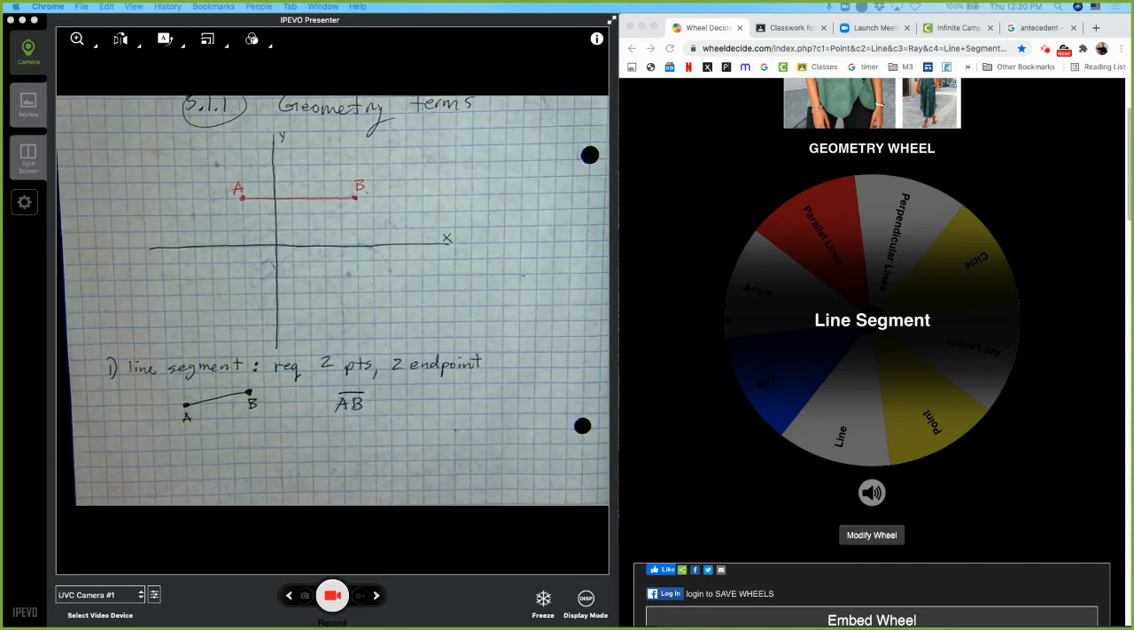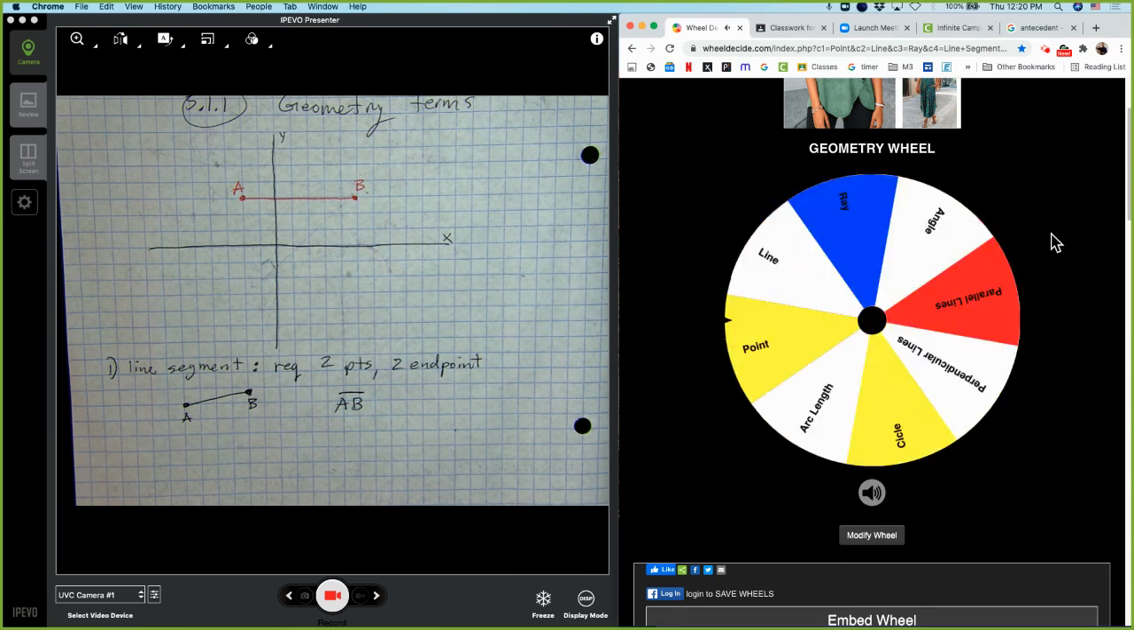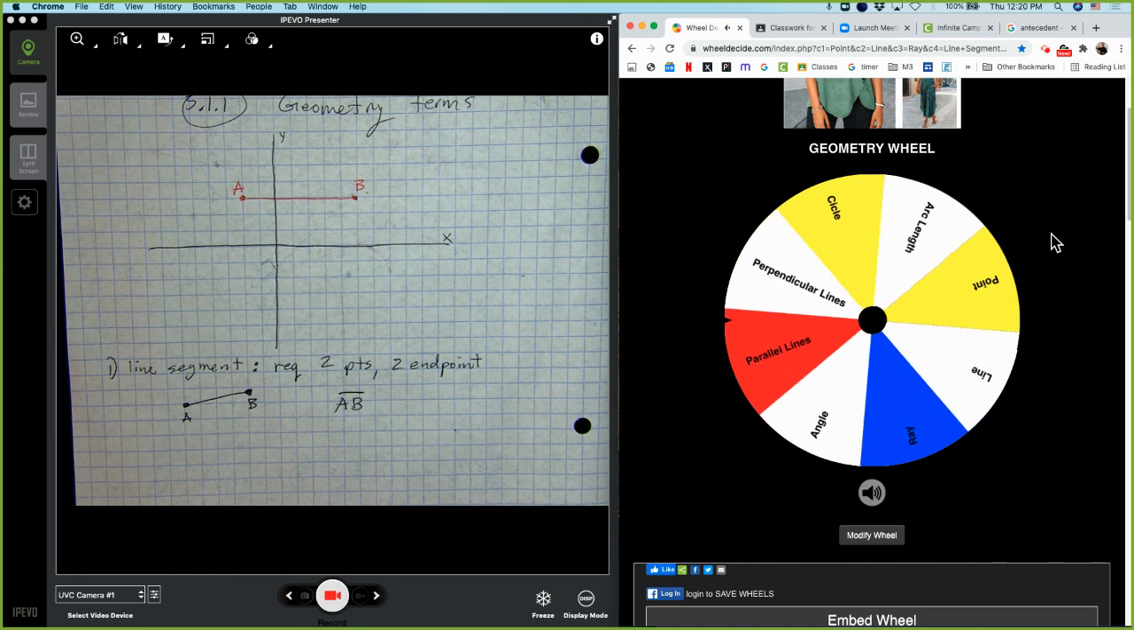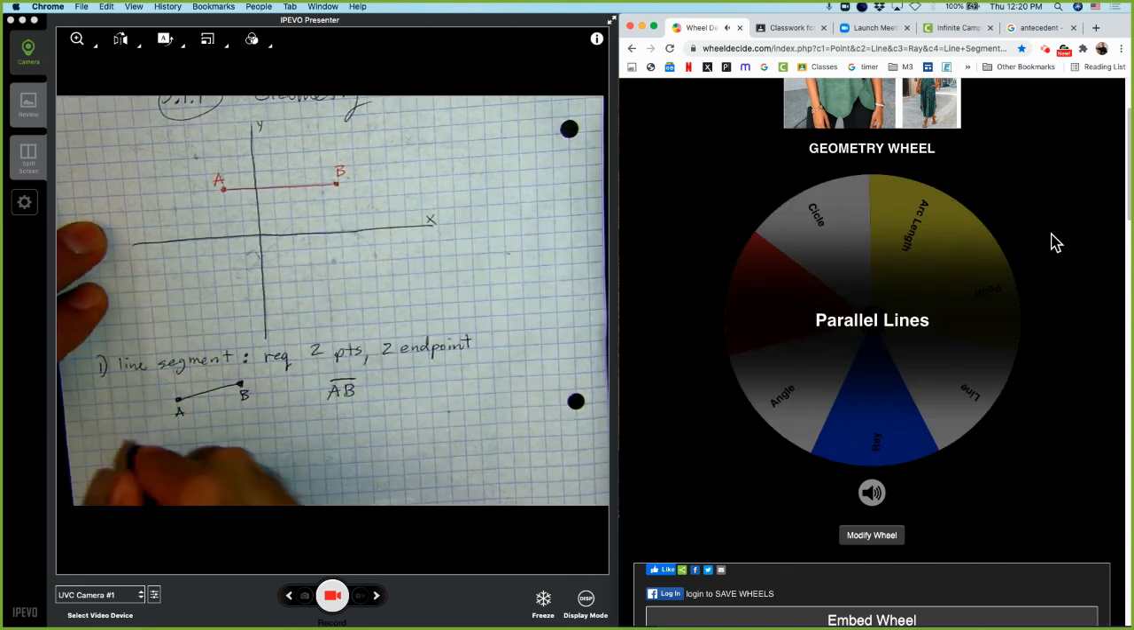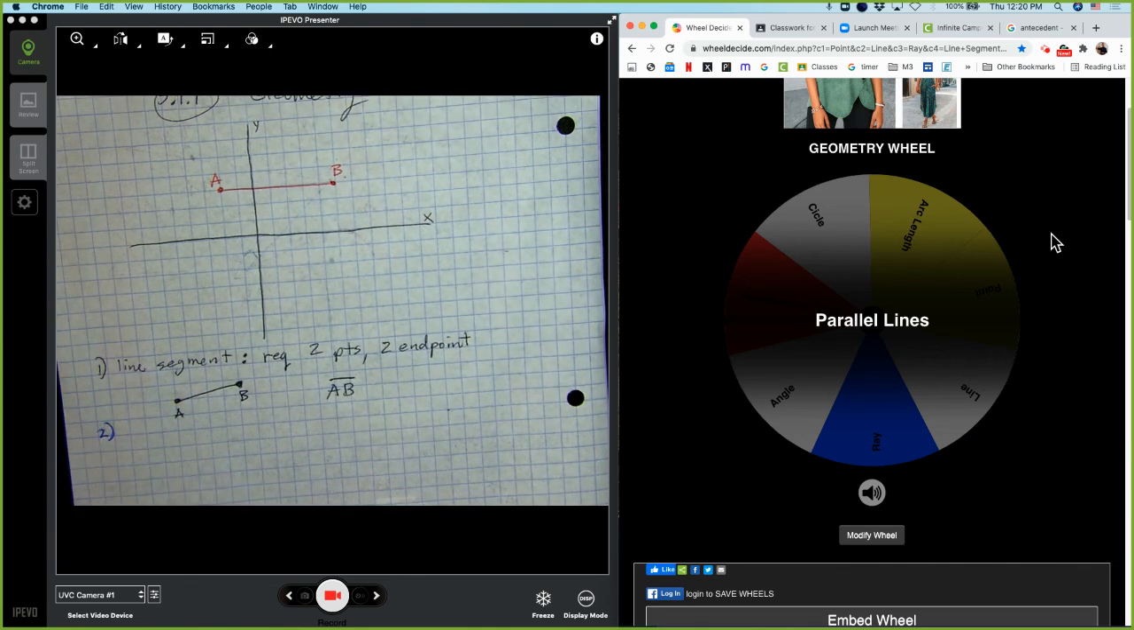Okay, you're welcome. All right, so let's go ahead and keep going, keep spinning. And they won't be the same one because it goes away after I click on it. All right, parallel lines. All right, so again, this isn't maybe the best order in going through these, but you'll see they're all pretty similar. Parallel lines.